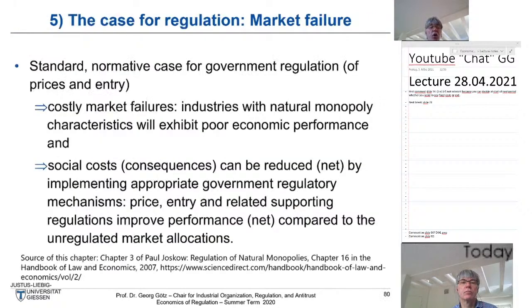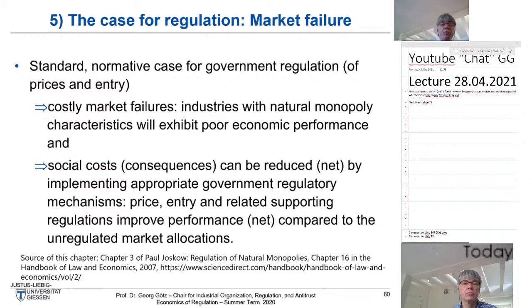Now, the starting point here, the usual case for regulation is that we have a market failure. This is a standard normative case. I tell my students already in Econ 101 in my Micro 1 class, namely that we have a cost in market failures, industries with natural monopoly characteristics, and probably I should add here where sunk costs matter so that we don't have any contestability and so on.